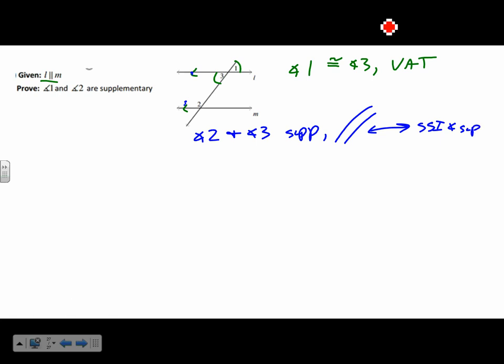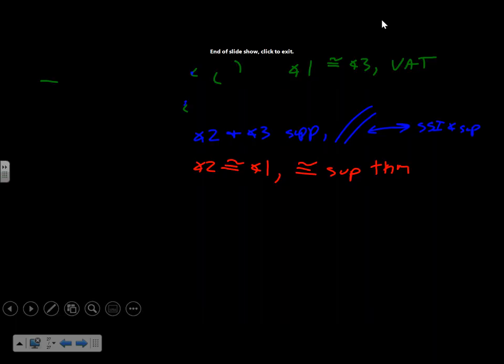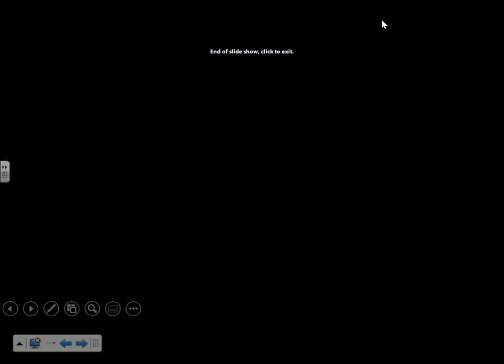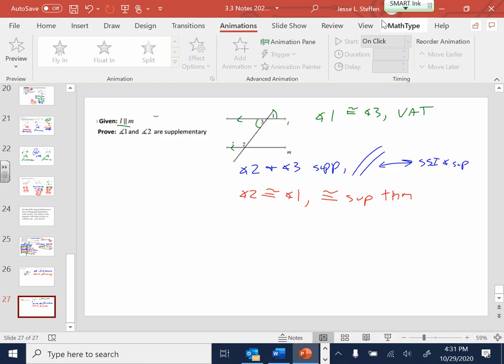So that means that angle 2 is congruent to angle 1, and I know that because of the congruent supplements theorem. Again, it says if you have two angles that are supplementary to the same angle, those two angles are congruent. So a little bit of a longer one, but there's a lot to cover and a lot to explain. If you have any questions, please make sure you let me know.